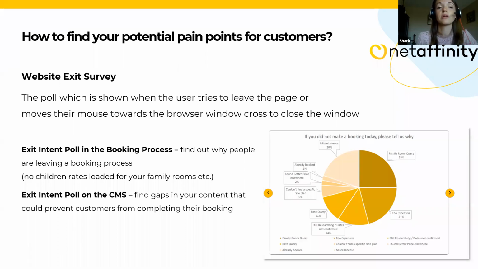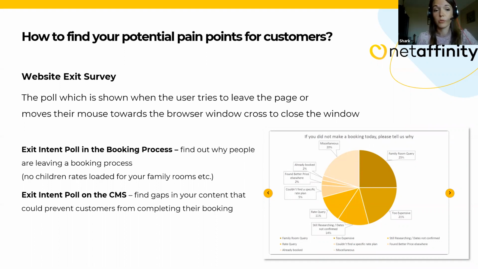But there is also a very helpful tool called a website exit survey. It's a poll which is shown when the user tries to leave the page or moves their mouse towards the browser window cross to close the window. Then the poll pops up and your website visitors might see a question like, why didn't you make a booking today? Please tell us why. So this is a very helpful tool, and you can find out why your website visitors are not making bookings on your website. And there are 2 types of website exit surveys.